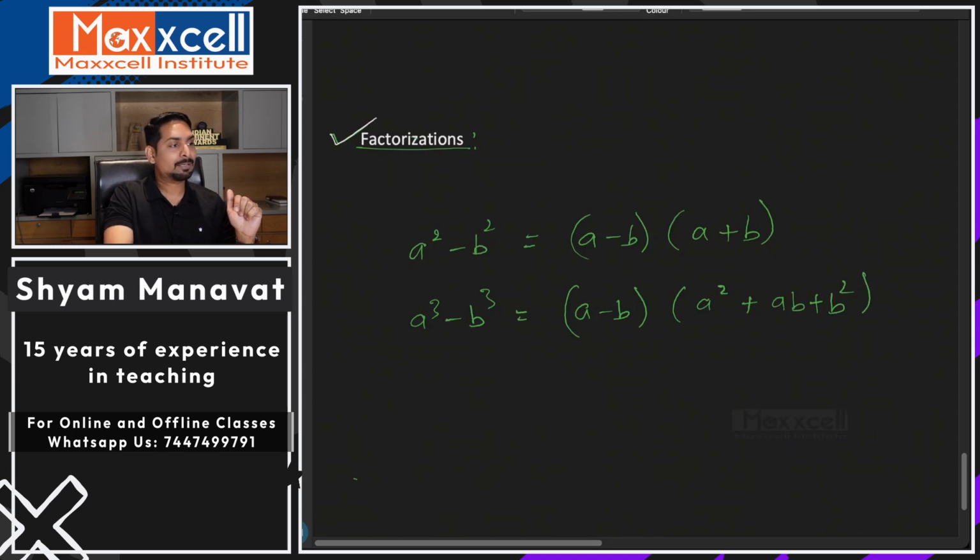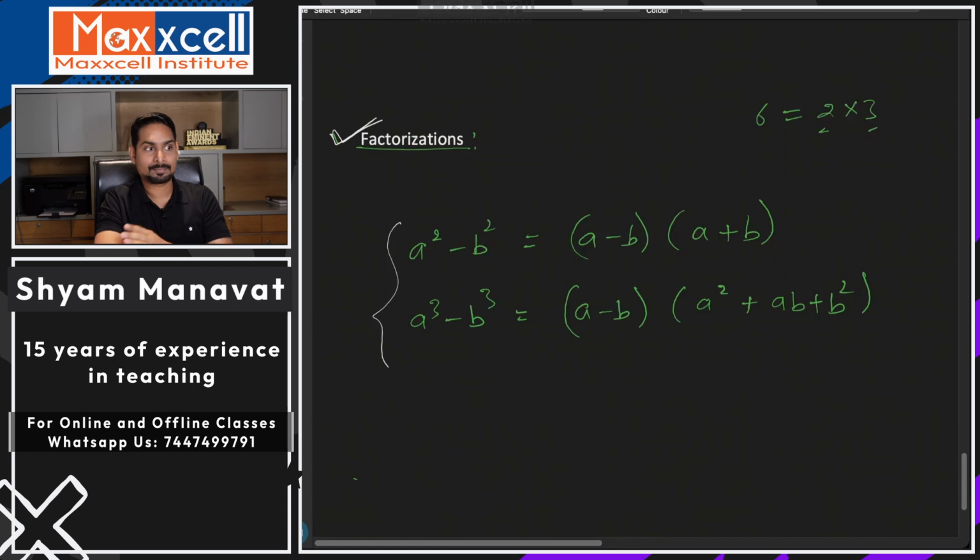Now if you try to generalize this factorization, why are we calling this factorization? Because the way we have 6, what are the factors of 6? 2 into 3. If I factorize 6, I have 2 and 3. Something which you multiply and get the same value again. This is multiply and you get the same value, a square minus b square. So these are the formulas.